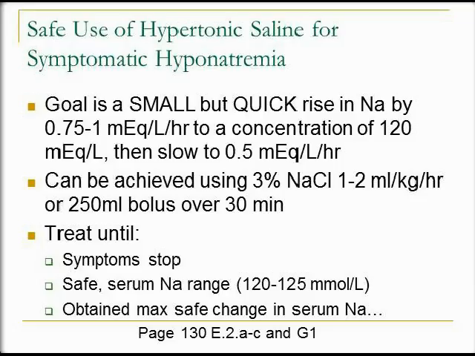You can achieve this using 3% saline at 1 to 2 mils per kilogram per hour, or you can give a small bolus of 250 mils over about 30 minutes. You treat them until their symptoms of acute hyponatremia stop, or they've reached a safe range of their serum sodium within that 120 to 125 range. And also, you don't want them to have more of a maximum change in their serum sodium. I'm going to explain that more on this next slide.